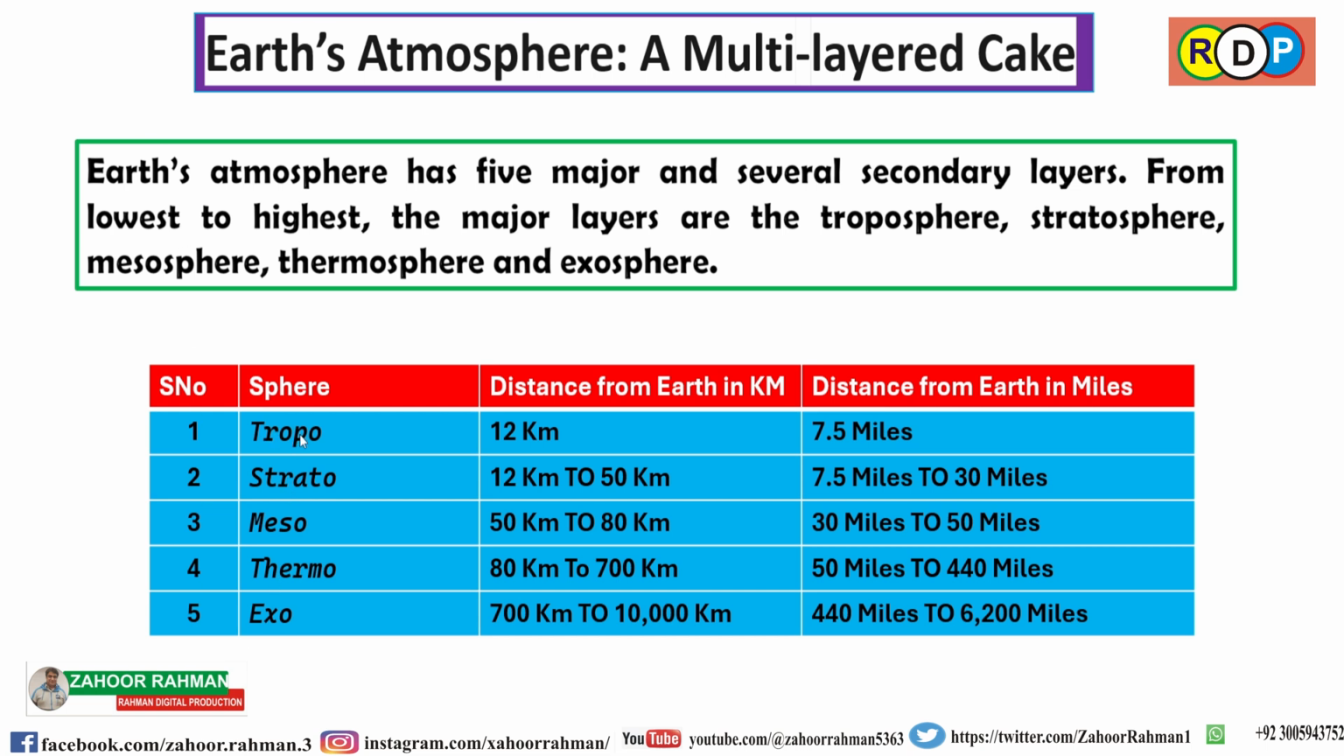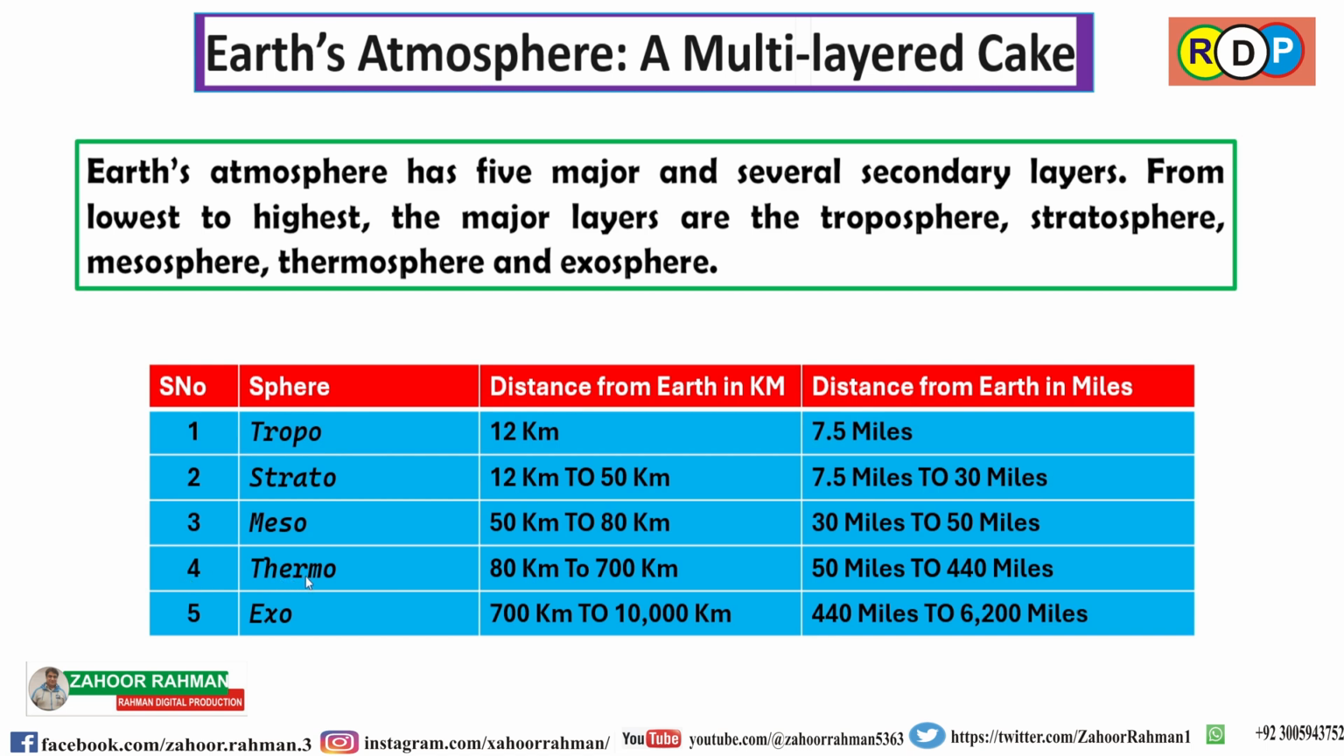So there is a sphere with the name troposphere and it extends 12 kilometers from the Earth's surface, which is exactly 7.5 miles. Now above from 12 kilometers to 50 kilometers there is another sphere called the stratosphere, and that is 7.5 miles to 30 miles. The third one is the mesosphere and its distance from the earth is approximately 50 kilometers to 80 kilometers. That is 30 miles to 50 miles approximately.